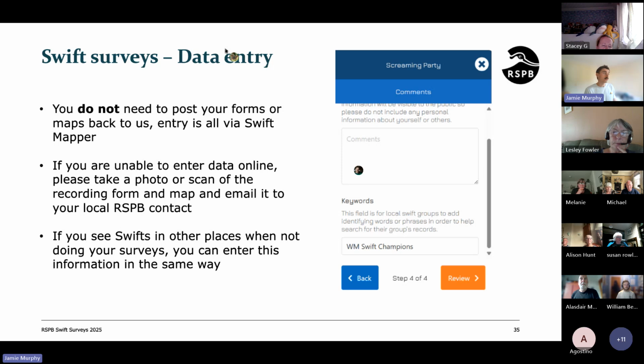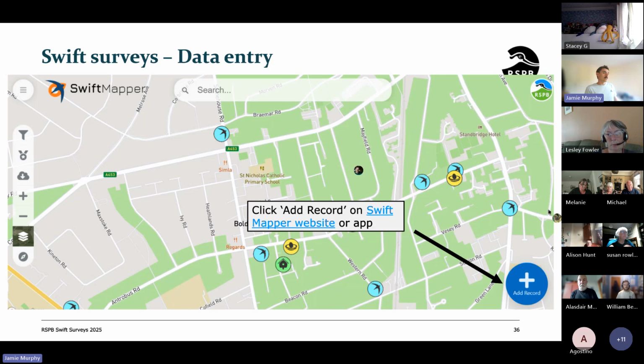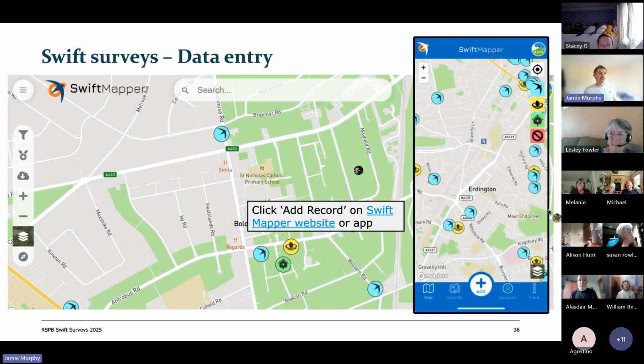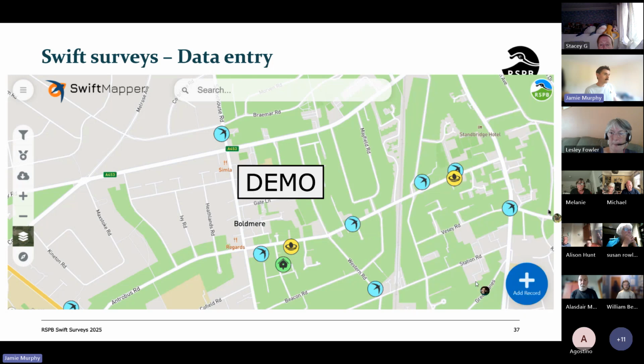If you aren't able to enter the data online yourself, then if you've got a local RSPB contact that you're working with, feel free to take a photo or scan of the recording form and send it through. And also, as Alistair said earlier, if you see swifts just as you're out and about, you can use Swift Mapper in exactly the same way. Just when you see swifts, you don't have to be doing a survey to use Swift Mapper. So on the website, you'll have this add record button and options to put things in. And on the app, on the phone, it looks very similar, and you've got your add record at the bottom there. But yeah, I'm going to get into the demo.